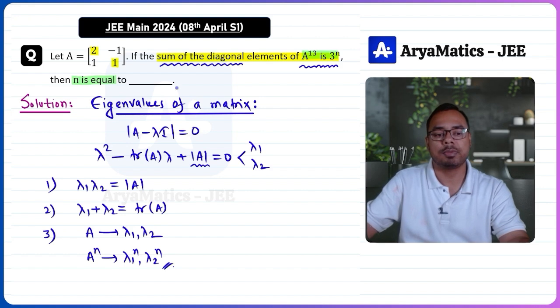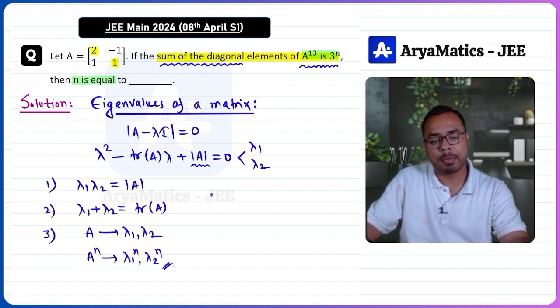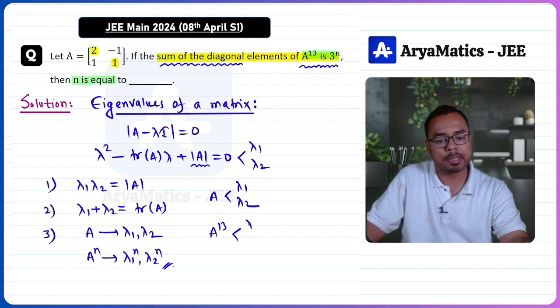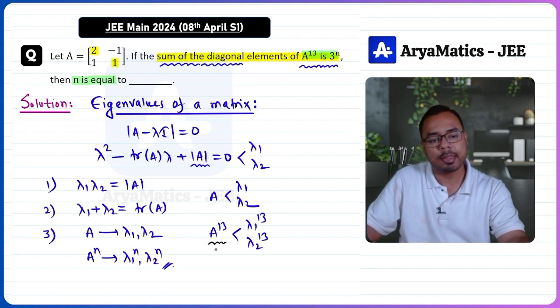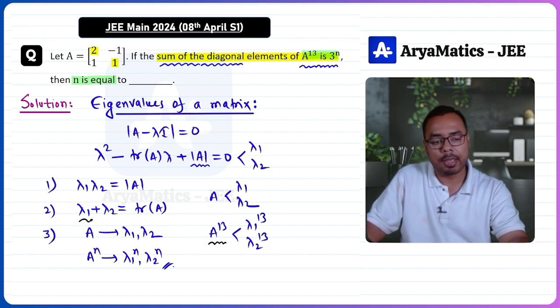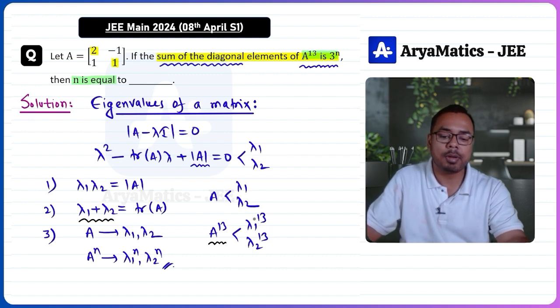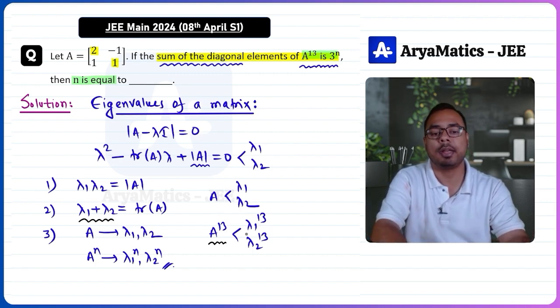So here what we'll do is we'll find the eigenvalues of matrix A. Let us say for matrix A, the eigenvalues were lambda 1, lambda 2. So what should be the eigenvalues of A raised to 13? This will be lambda 1 raised to 13 and lambda 2 raised to 13. That will be the eigenvalues of this matrix A raised to 13. And then the trace of this matrix A raised to 13 will be nothing but the sum of the eigenvalues, right? That means lambda 1 raised to 13 plus lambda 2 raised to 13. So that will be the sequence of steps.